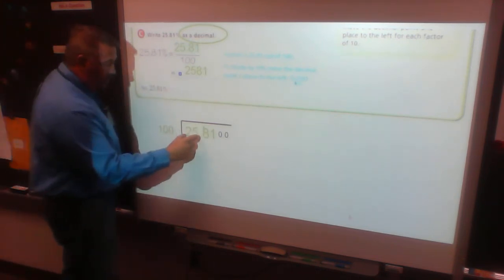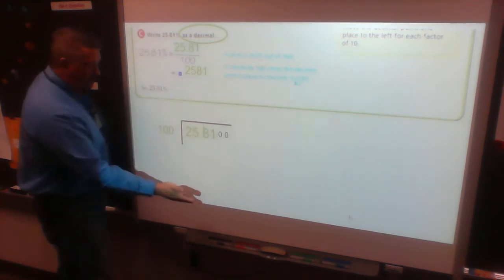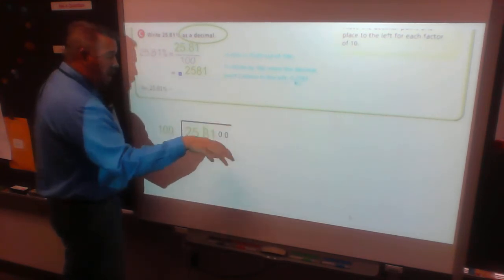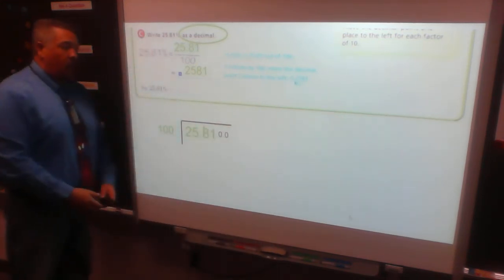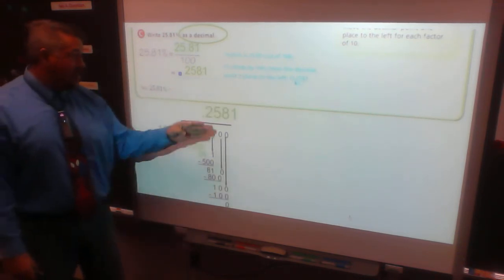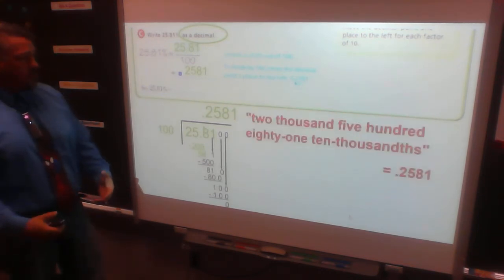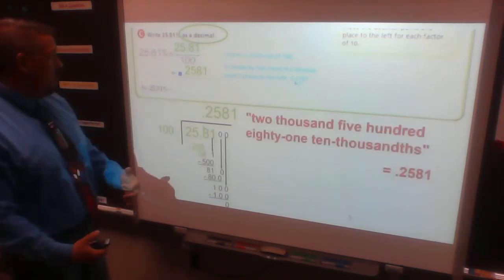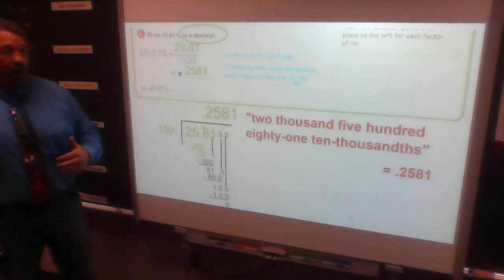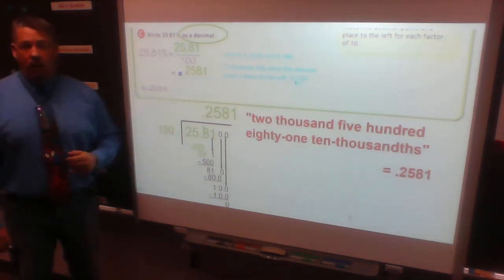100 does not go into 25, but 100 does go into 258 2 times with 58 left over, and then would go in 5 times with 81 left over, and then would go in 8 times with 1 left over, and then would go in 1 time, which still gives me, after dividing all that, the same answer as we have up here. We could also realize how to say that correctly, which once we moved it over, it would have been 2,581 10 thousandths, which has to be written that way.